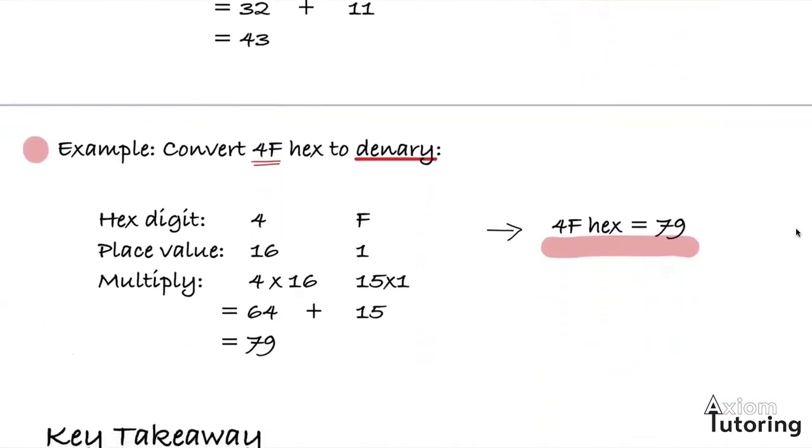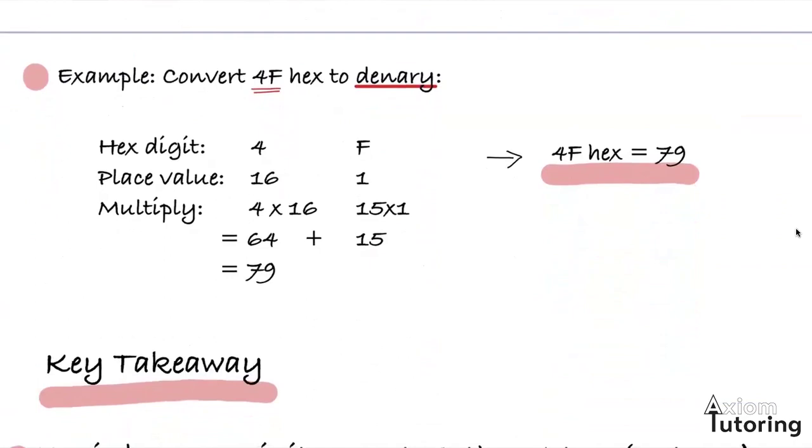Let's look at another example. We have the number 4F in hex that we want to convert to denary. 4 times 16 equals 64. And then we have F, which has a value of 15. If we look it up in the table above, we have 15 times 1 equals 15. And then we add these results, we get 79 as our answer. So 4F in hex is equal to 79 in denary.